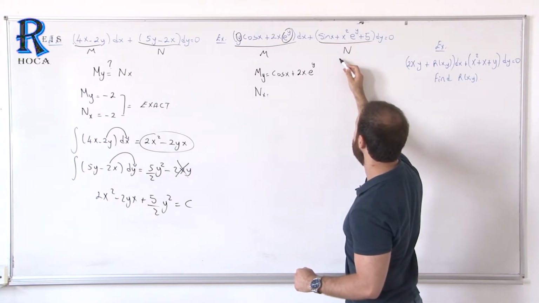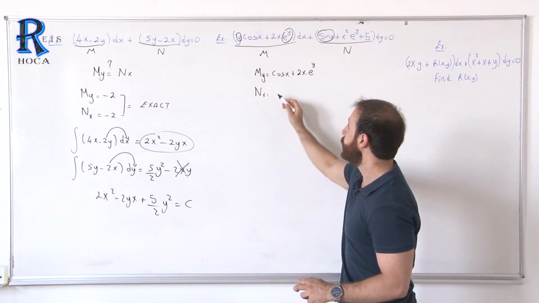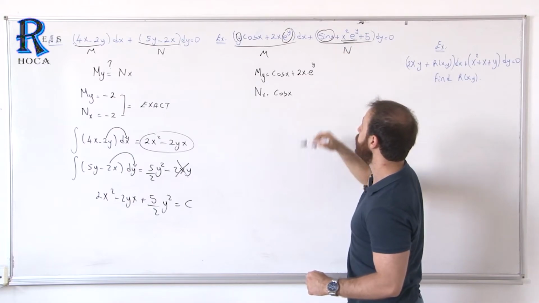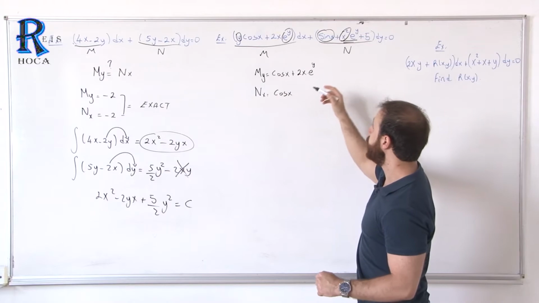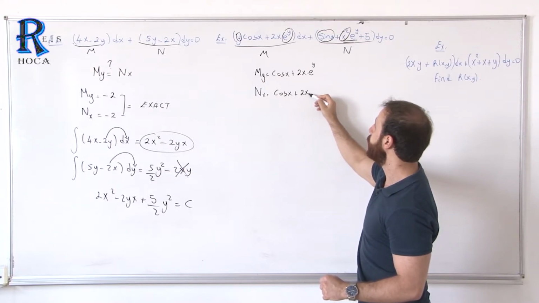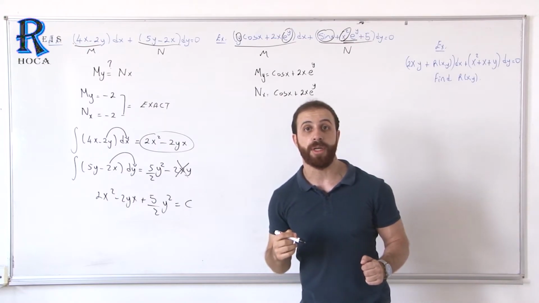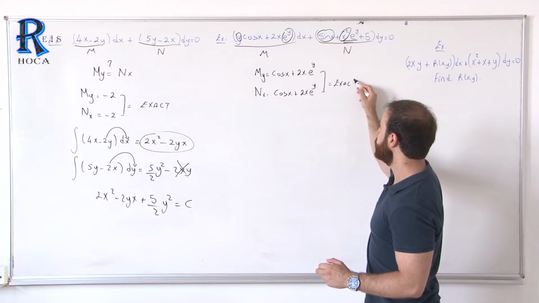Derivative of N with respect to x. Here with respect to x, sine x. What's the derivative of sine x? It's cosine x. What's the derivative of this expression? We just focus on x squared because we are taking with respect to x. X squared derivative is 2x, and we keep the other one, and 5 is constant, its derivative equals 0. So they are equal again, so it is exact.